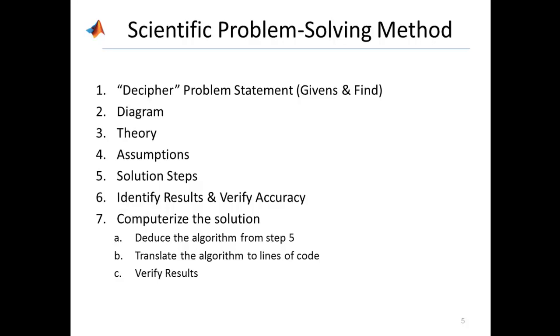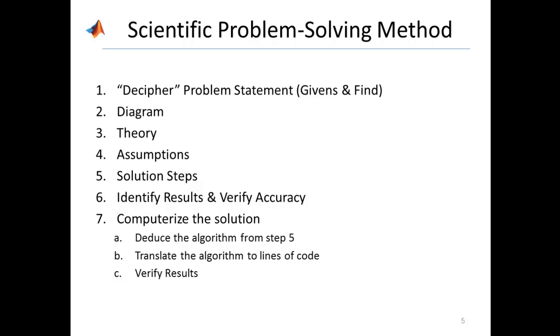Third, find the theory. State all the equations that you will need. Fourth, state your assumptions. Maybe the equations are not that simple, and you will need to make assumptions in order to continue. So state your assumptions before going to step number 5. Step number 5 is actually solving the problem. This is where you use the equations, you plug in the numbers, and you actually come up with an answer.